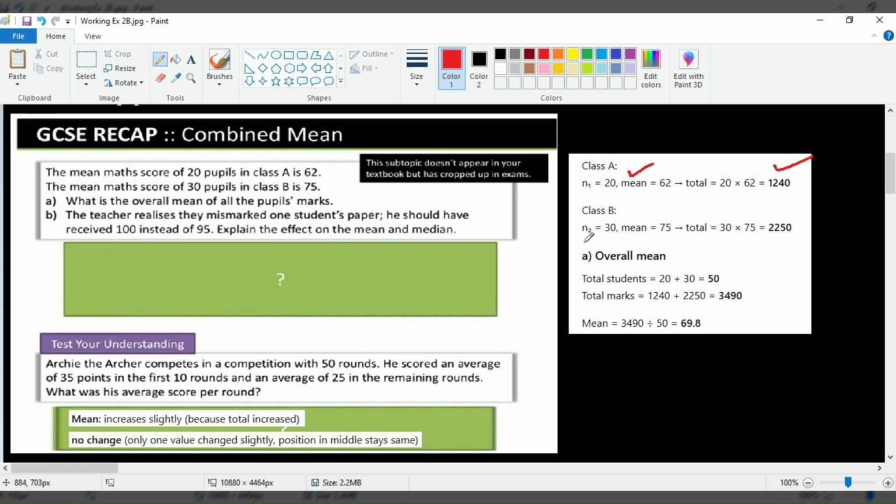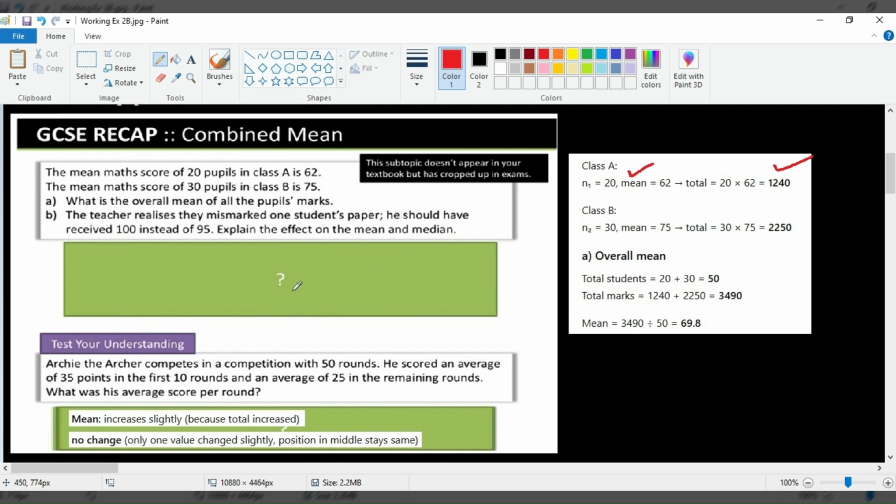And for class B, the number is 30 and the mean is 75, already given. When we multiply them together, we get 2250. Now, when we need to find the overall mean, we need to add 20 plus 30 students, and the total marks they have taken is 3490. When 3490 is divided by 50 students, it is going to give us 69.8.